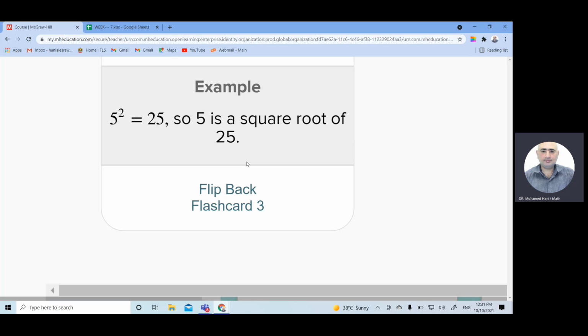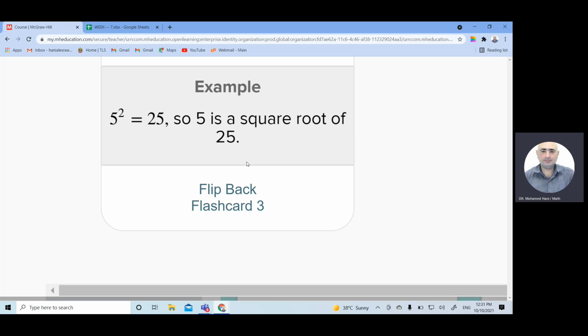Right. Suppose we have 100. What is the square root of 100? 10. Excellent. Because 10 times 10 will be 100. Suppose we have 36. What is the square root of 36? Excellent. 6. 6 times 6 will be 36. And minus 6 times minus 6 also will be 36.